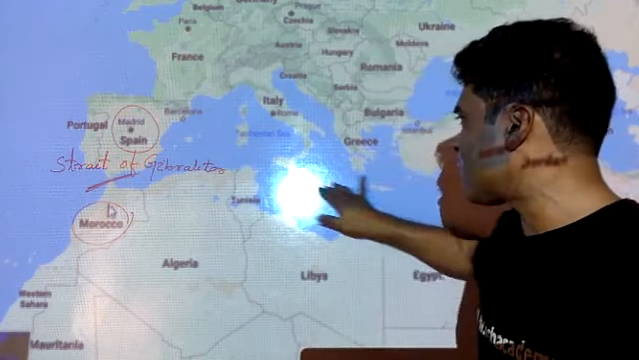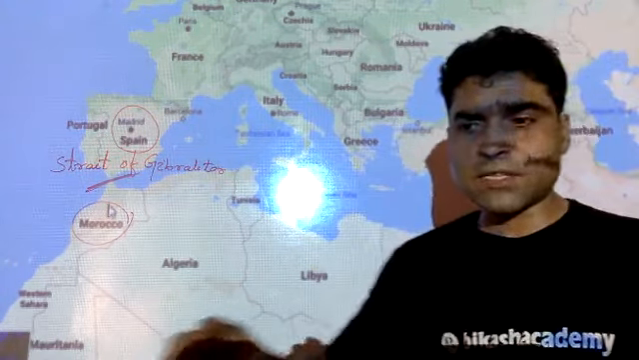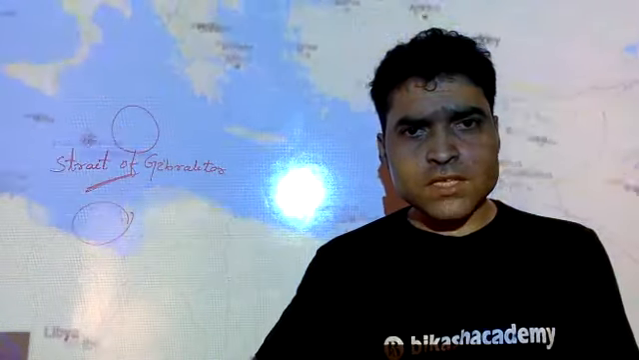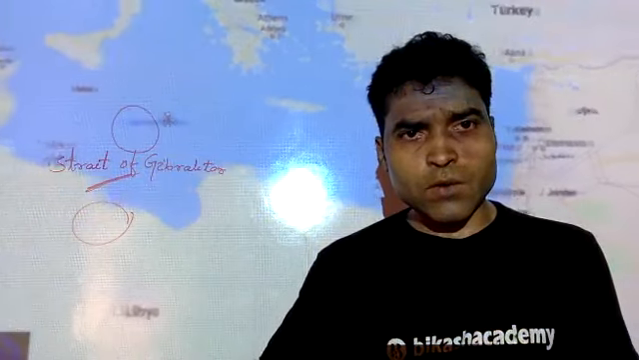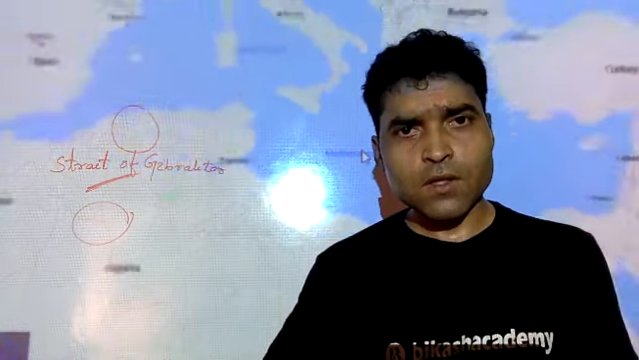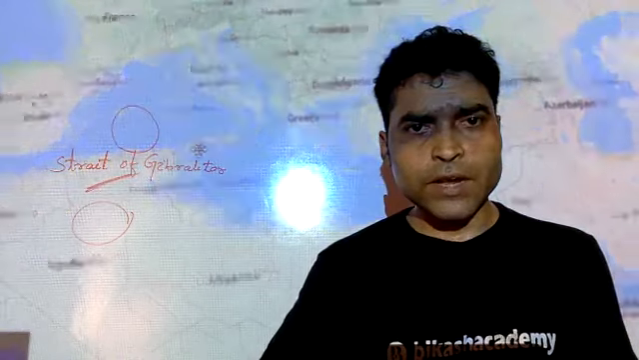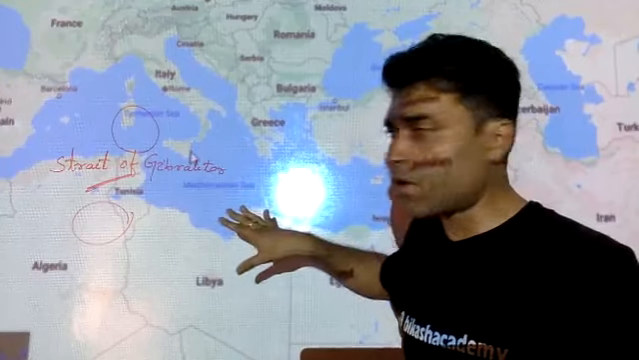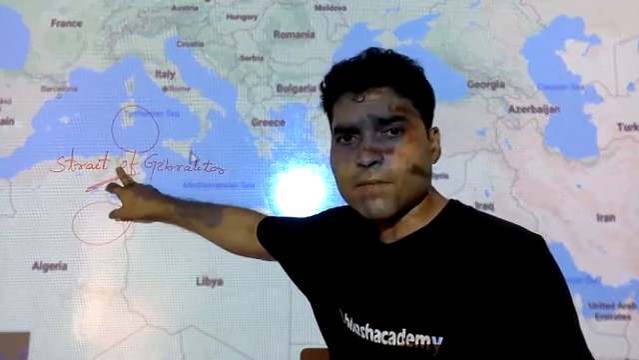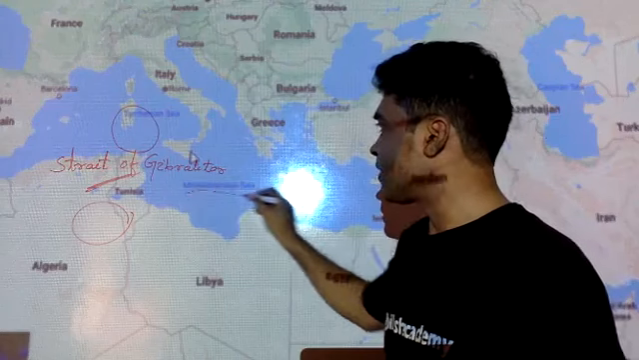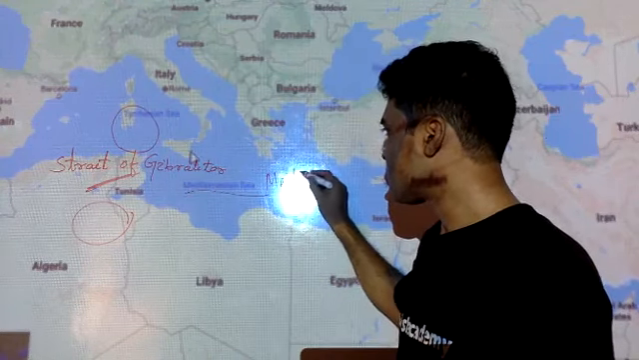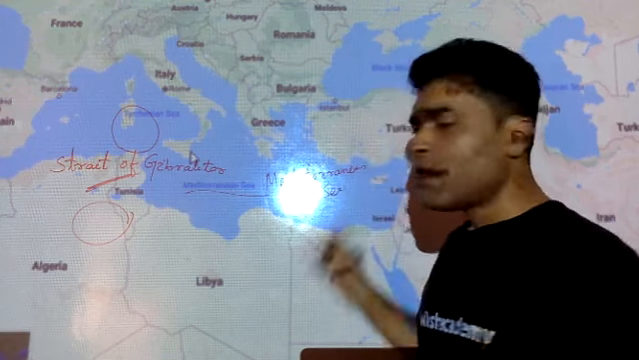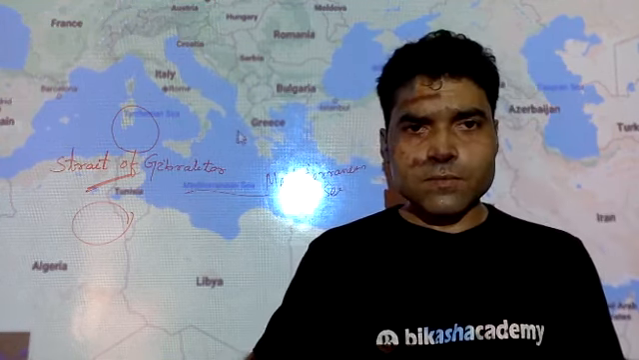The second thing is, this water body is known as the Mediterranean Sea. I'll show you, don't worry. You just see, this water body is known as the Mediterranean. This is actually the Mediterranean Sea, which separates Europe from Africa. This point we have to remember. So first is the Strait of Gibraltar, second is the Mediterranean Sea. Then we'll discuss.